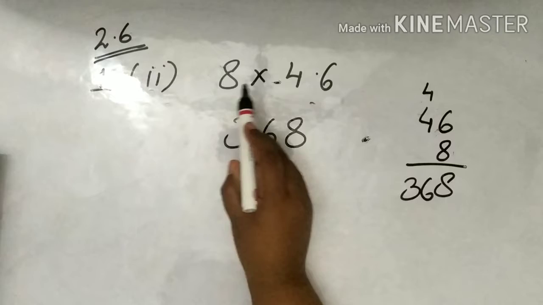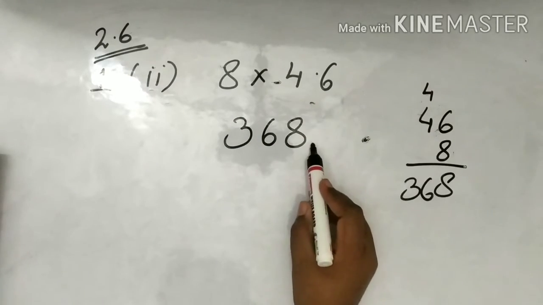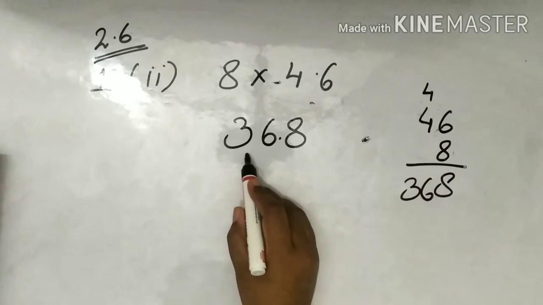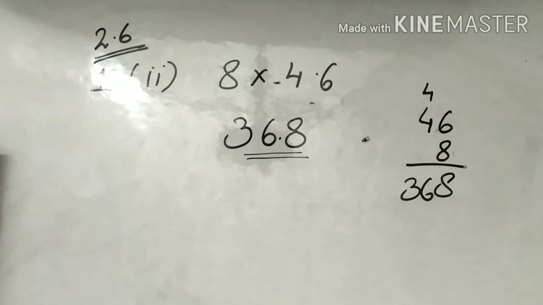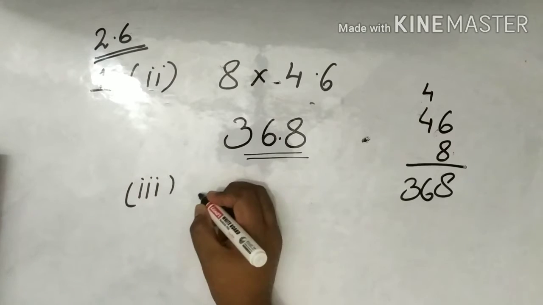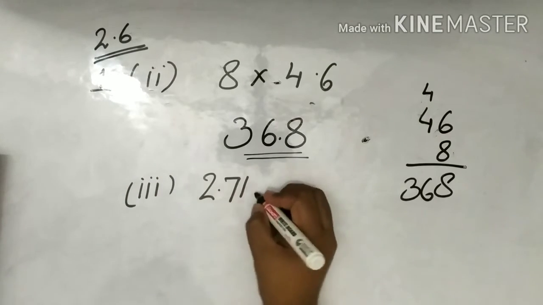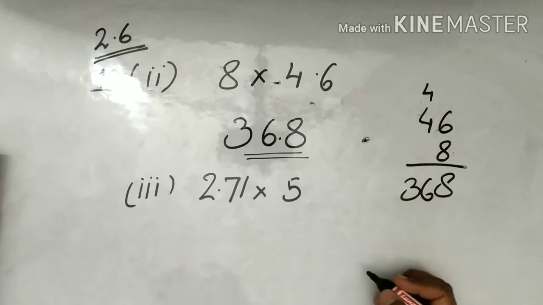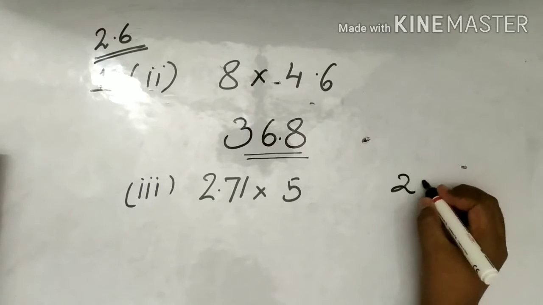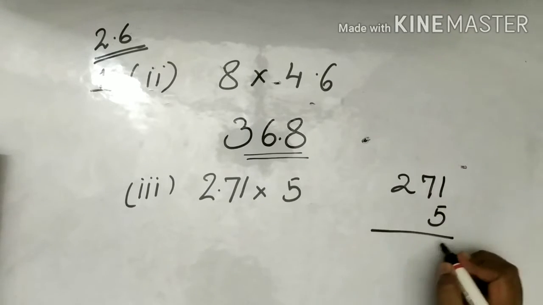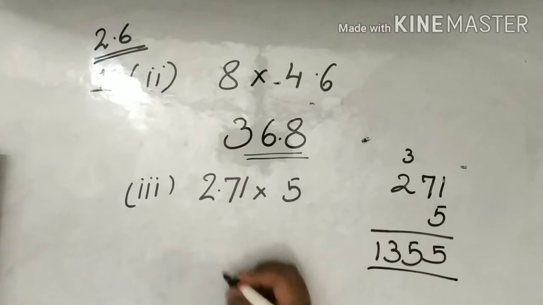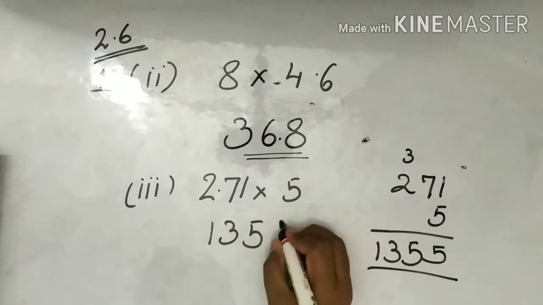So here after the decimal, how many numbers are there? Only 1. So the decimal will move here. So the answer will be 36.8. Similarly, let's do the third question here, which is 2.71 into 5. Okay, so we will firstly multiply and find the product of 271 and 5. 35, 13. So the answer is 1355, right?